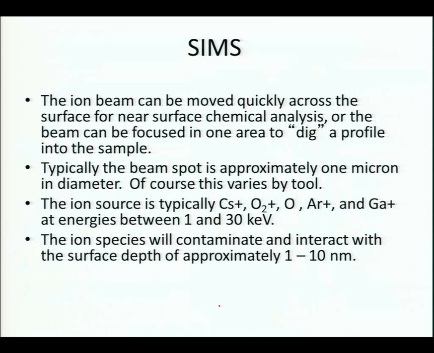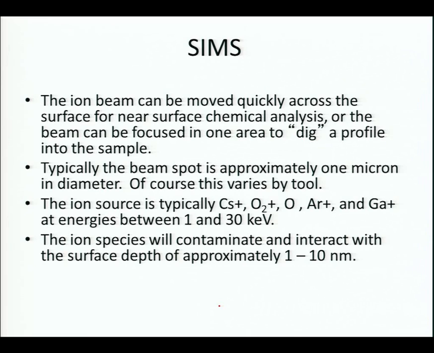So SIMS, the ion beam, can be moved quickly across the surface for near-surface chemical analysis, or the beam can be focused on one area, and when it's focused in one area, what it's going to do is dig a profile into the sample. Typically, the beam spot is approximately 1 micron in diameter, and of course this can vary by tool.